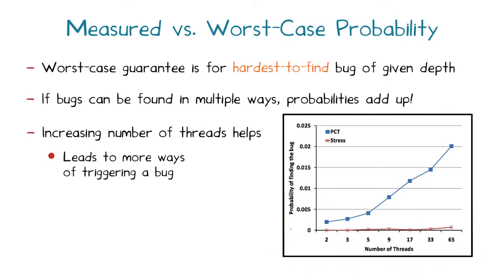For example, with 2 threads, the worst case probability is 0.0003, whereas the measured is 0.002, which is an order of magnitude better than the worst case probability.